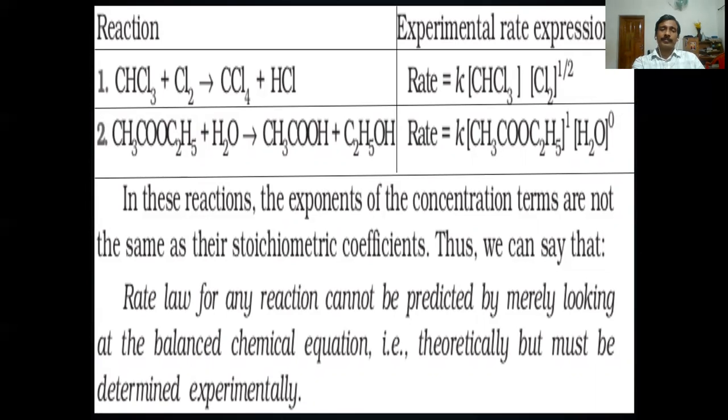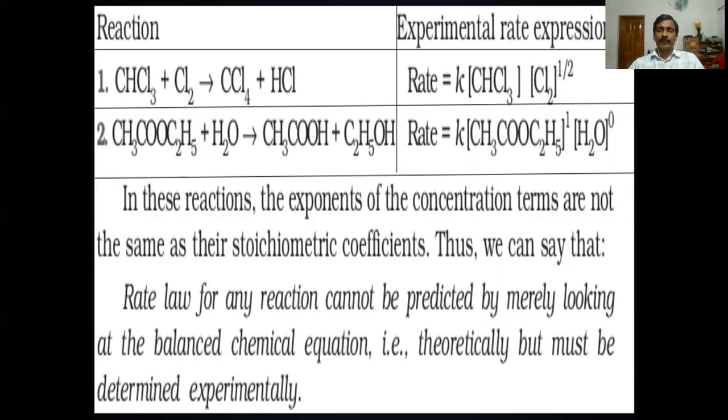Here you can see some examples for rate law. The first one is CHCl3 plus Cl2 gives CCl4 plus HCl. Here the stoichiometric coefficient of CHCl3 is 1 and Cl2 is 1. But what is the rate law? Rate is equal to k, where k is a constant known as the rate constant.